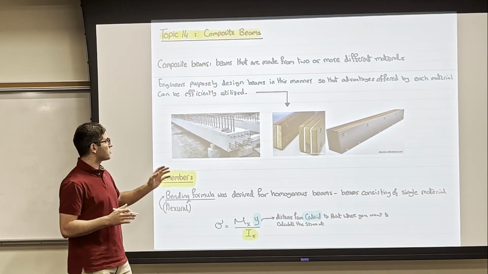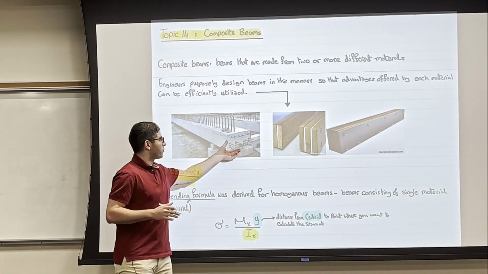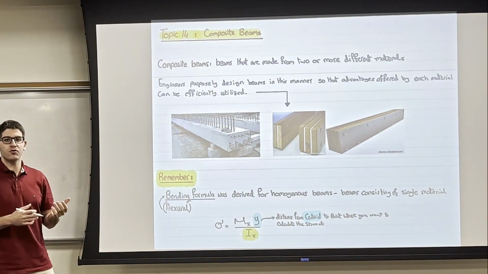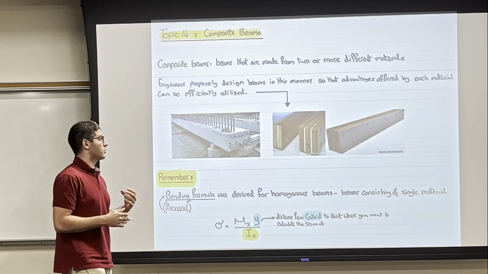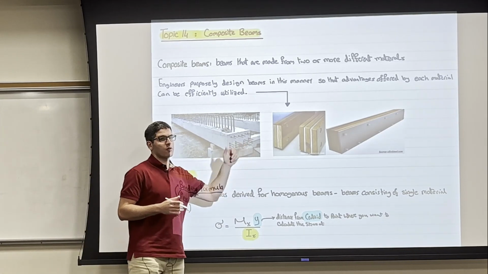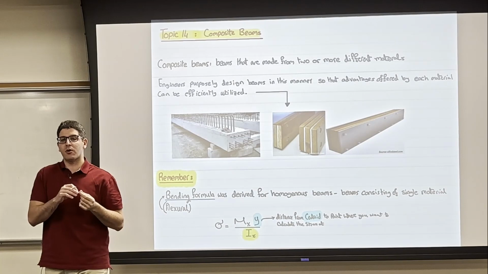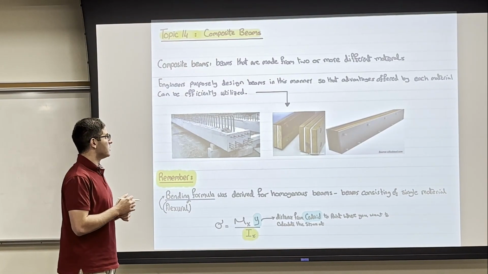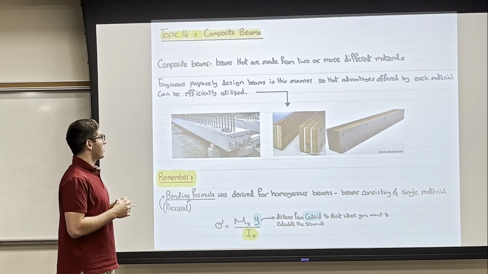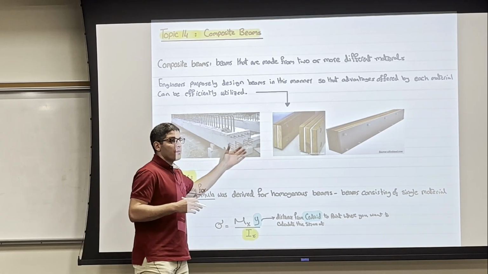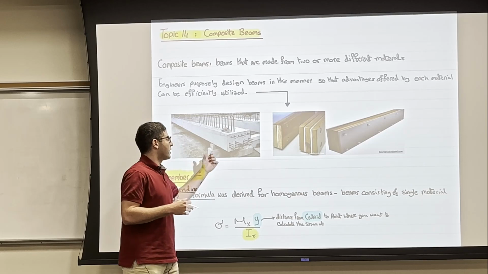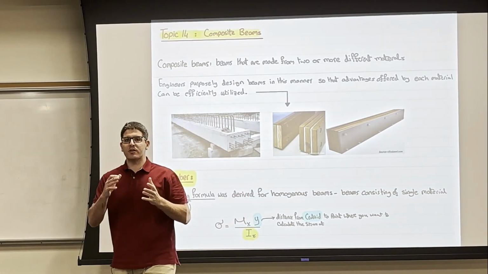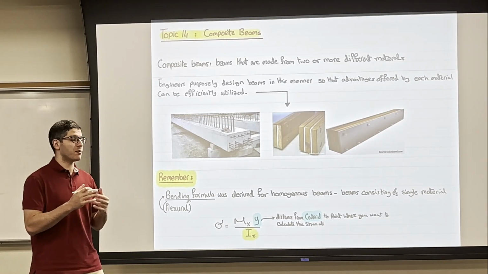For example, we use this in reinforced concrete, where concrete is very weak in tension and very strong in compression. So we put steel rebars in the concrete so that the steel rebars can support the tension and the concrete can support the compression. We use this composite beam concept in reinforced concrete, and also in timber. How can we strengthen the timber beam?